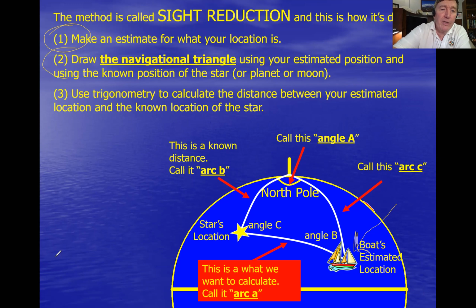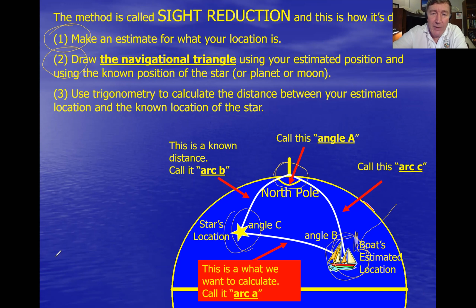And so then what we're going to do is draw the navigational triangle, at least in our mind. And so the navigational triangle is the triangle where at each of the 3 points of the triangle are 3 important things. At this vertex down here is our estimated position. This vertex over here is the GP of whatever object we measured. And then the third vertex of the triangle is the North Pole, and it will always be the North Pole. And so what we have here is a triangle.